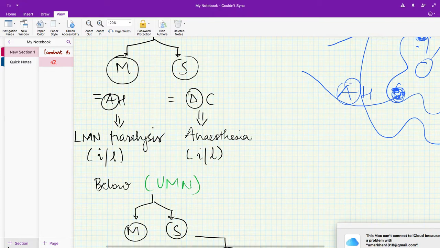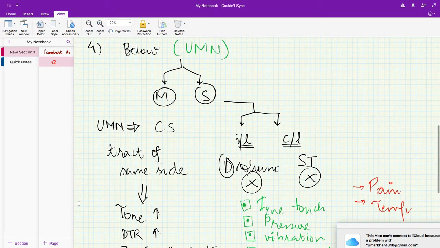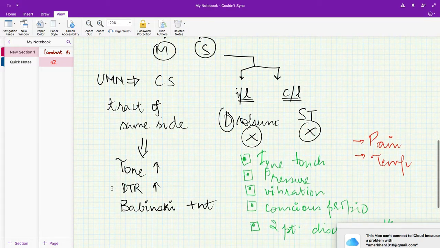Now the next point is below the site of lesion. Below the site of lesion, you will get the symptoms of upper motor neuron. Again, the motor and the sensory. In motor symptoms, upper motor neuron lesion, the corticospinal tract of the same side will be affected, because the corticospinal tract crosses only at the level of the medulla. So the corticospinal tract which is running on the right side, if there is a lesion on the right side, the right side muscles will be gone. Upper motor neuron lesion of that same, ipsilateral side.